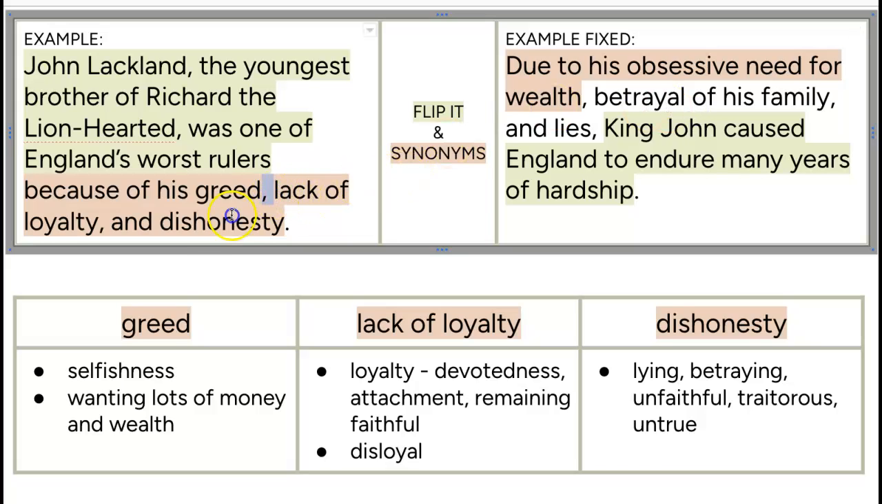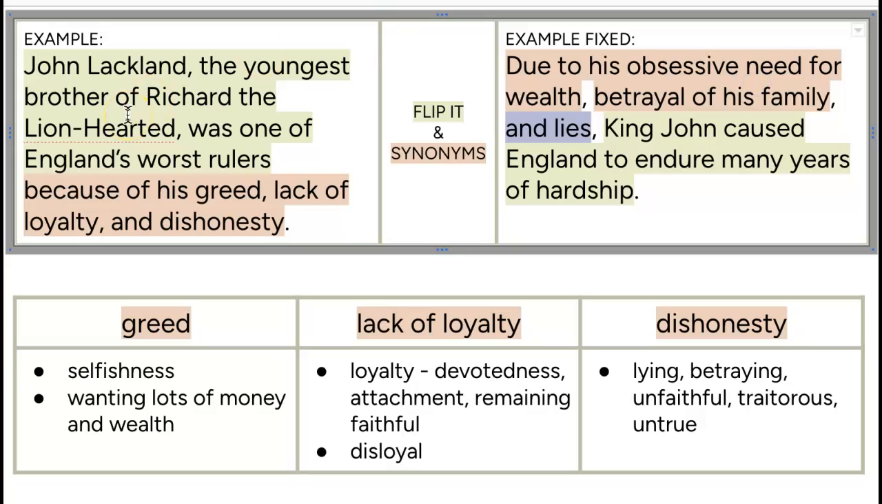Then I needed something for lack of loyalty. Well, I like this word betrayal. Betrayal of his family. We read about how he betrayed his brother. Okay, that is definitely a lack of loyalty. And then dishonesty. He lied. He lied to the people of England. So dishonesty is lies.